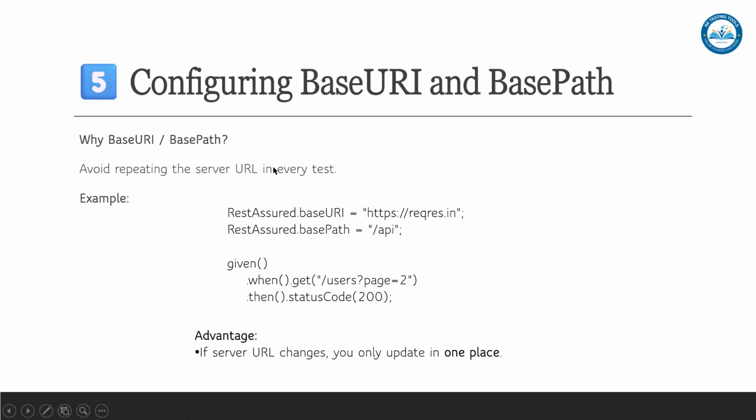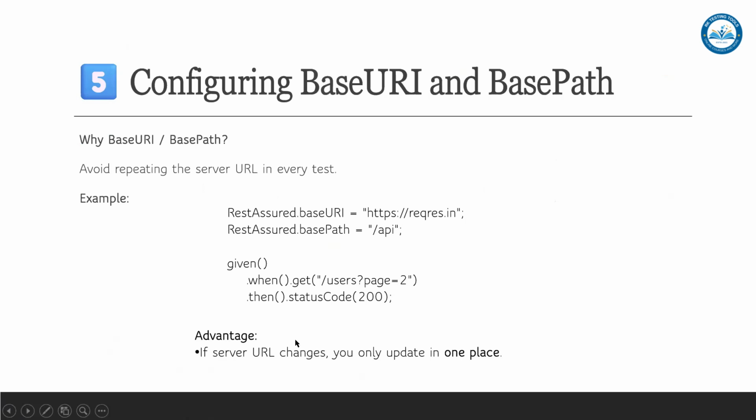So why base URL and base path? To avoid repeating the server URL in every request and every test. We can simply use RestAssured dot baseURI is equal to the main URL, and RestAssured dot basePath, which is the sub URL of your endpoint. That's the base path. And then given, when, get of your resource URL, then status code of 200.